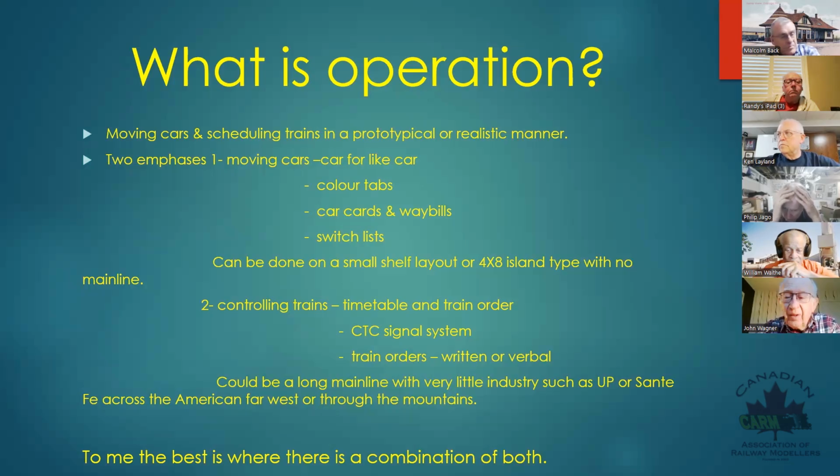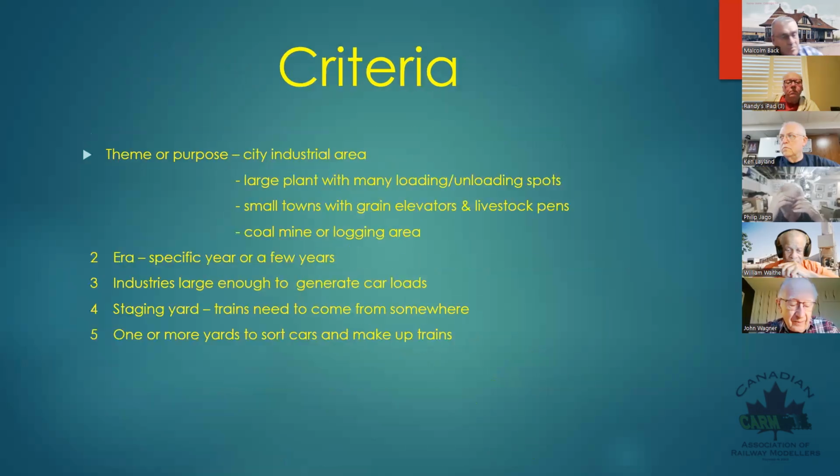To me, operation is a combination where you've got trains on your main line, but you also have either towns or industrial areas where you do your switching. So I think the criteria for operations is you need a theme or a purpose, either a city industrial area, maybe a large plant with a lot of loading and unloading spots, or some small towns with grain elevators or feed mills or livestock pens, or it could be a coal mine or a logging area. But to have a good operation, you have to have some kind of a theme.